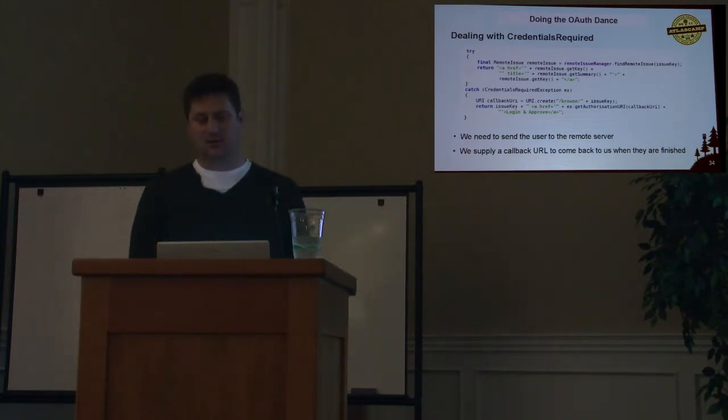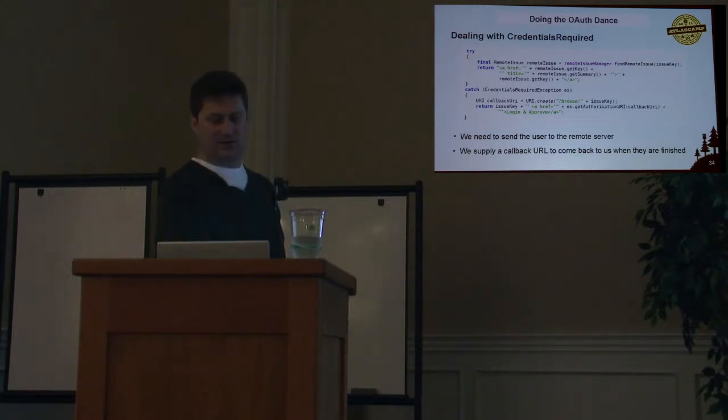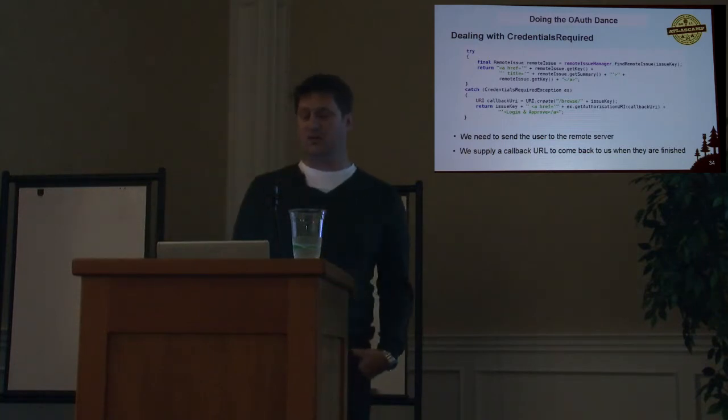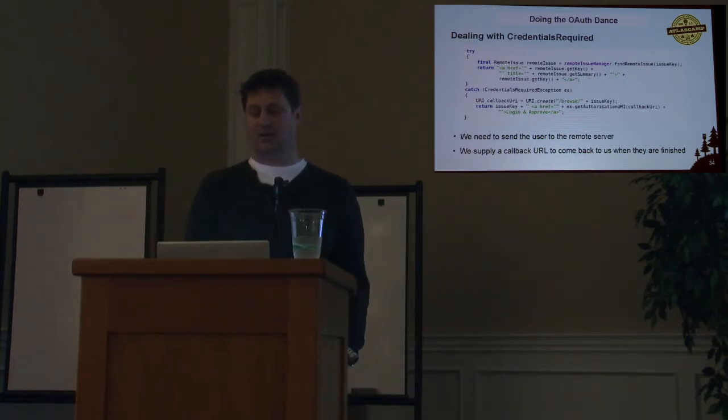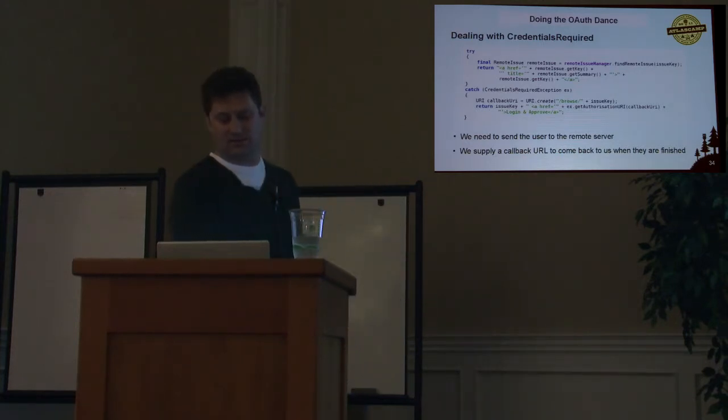And then what we do, the exception itself has a handy little method here, the getAuthorizationURI, that will give us the URL for the remote server. All we need to give it is the callback URL. So it's pretty easy. All we need to do is get hold of that URL and the redirect URL and then put something on the screen so the user can click on it and they'll go and do the dance.